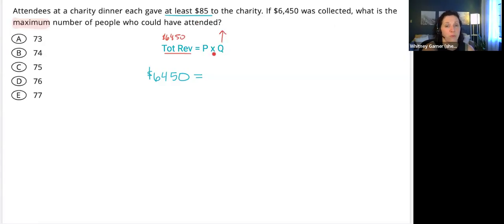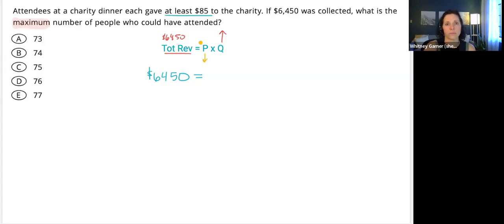So over here, I have a product. If I'm multiplying two numbers together, if I'm stuck with a fixed outcome, then in order to make one really big, I have to actually make the other one really small. So my target here is to therefore minimize the other value.